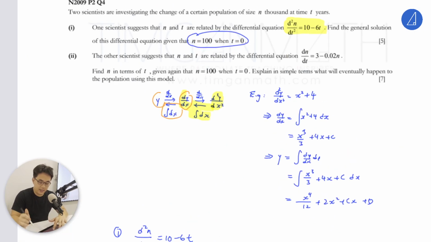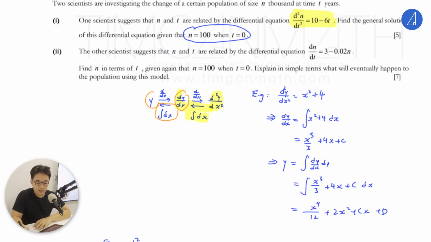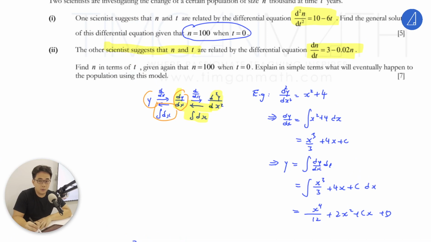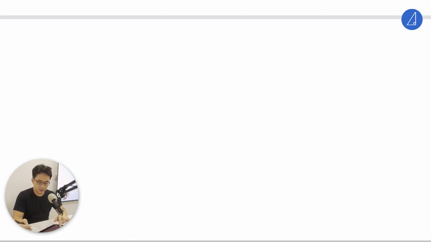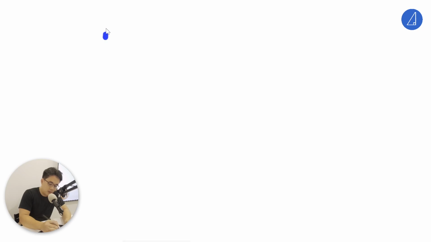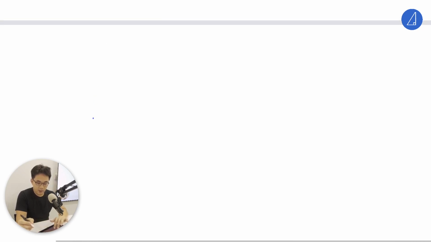Okay. So next one, the other scientist suggests that N and t are related by dN/dt equals 3 minus 0.02N. So same thing, given that N is 100, t is 0. Explain in simplest terms. Okay, so find N in terms of t first. So this one is just separable form. What is separable form? Remember, separable form means N and dN can be moved to one side, t and dt can move to the other side.